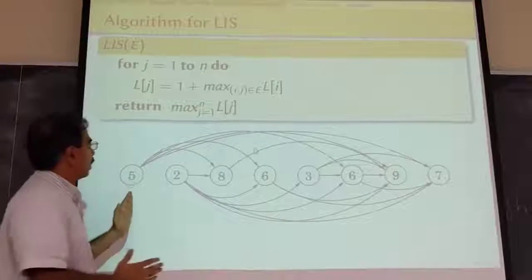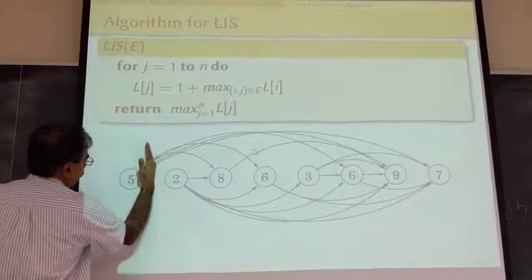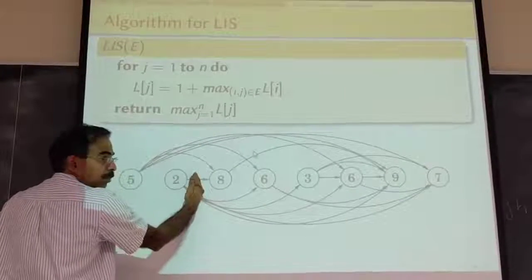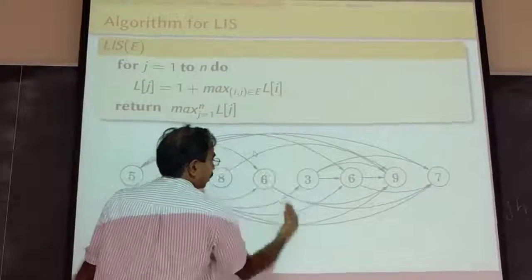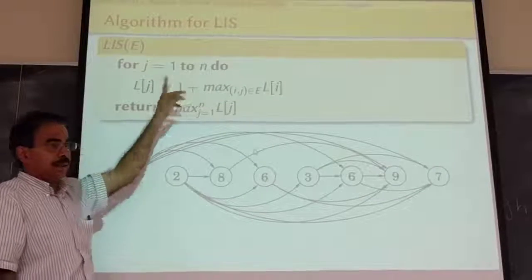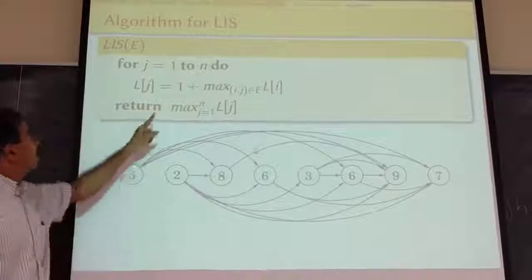So what we do is we want to say, okay, what is the longest increasing subsequence up to here? And once you've computed that, then we compute the longest increasing subsequence up to here, and then up to here, and so on. Okay? So that's what this is doing, j equal to 1 to n. So it's starting from here, then j is going this way.